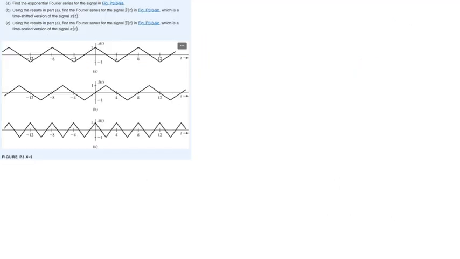Any other questions? Okay, let's go to the next one. Find the exponential Fourier series for the signal which is given down there, and then using the results. So the first one is for the triangular signal, right? Okay, so find the exponential Fourier series for this one.